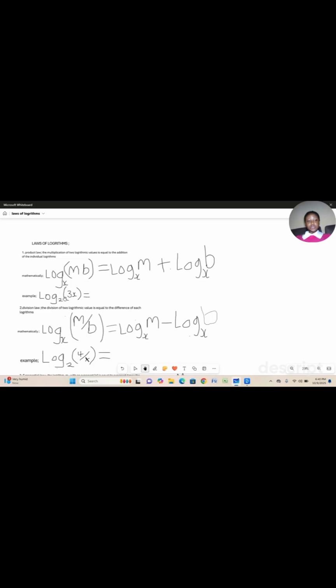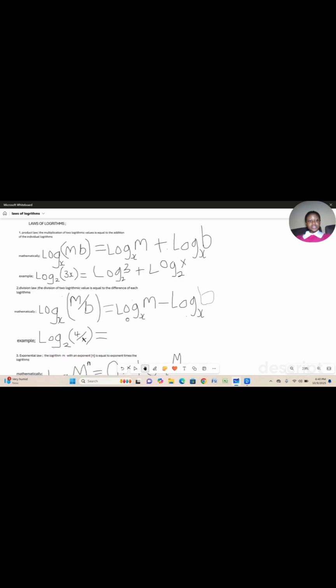We have log 3x base 2. How are you going to solve that type of equation? What you're going to do is add. So we have log 3 base 2 plus log x base 2.